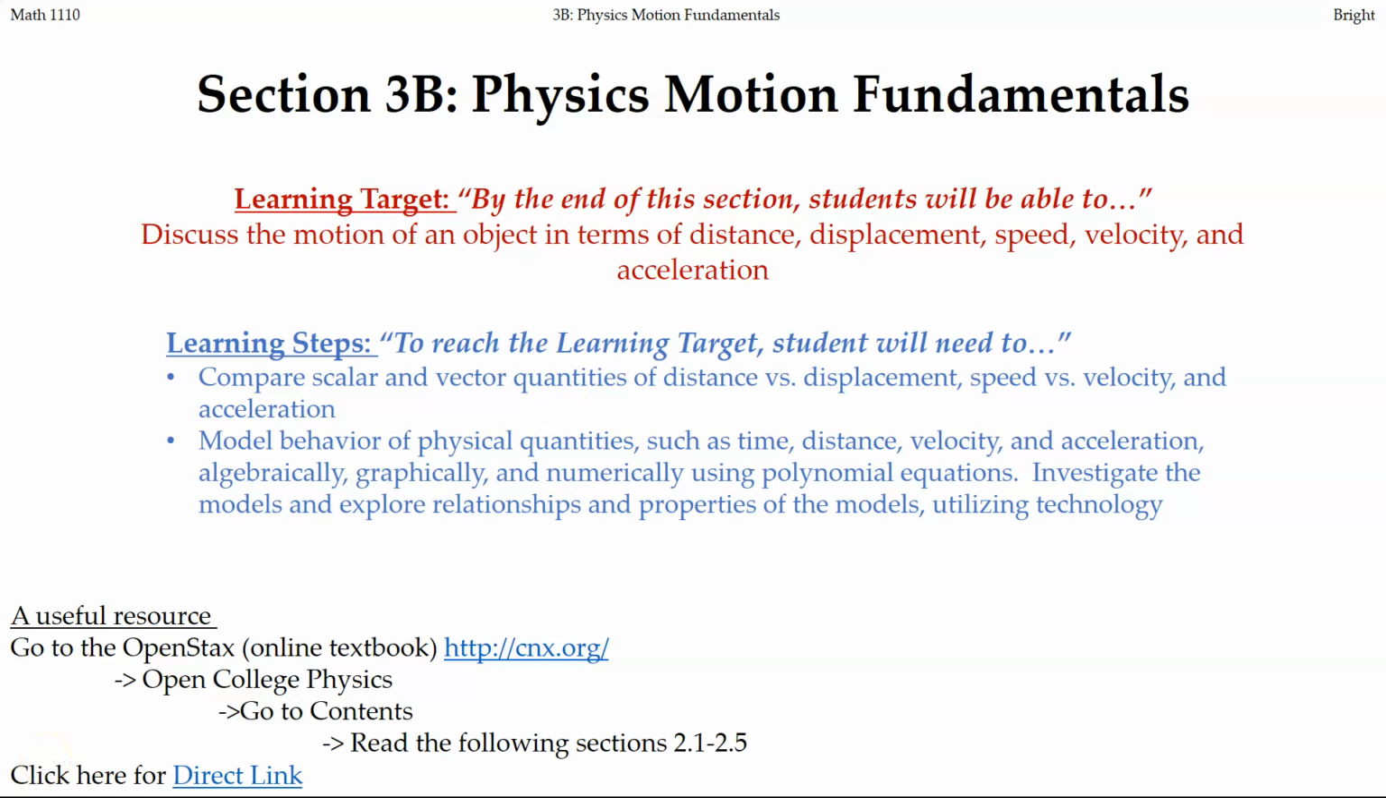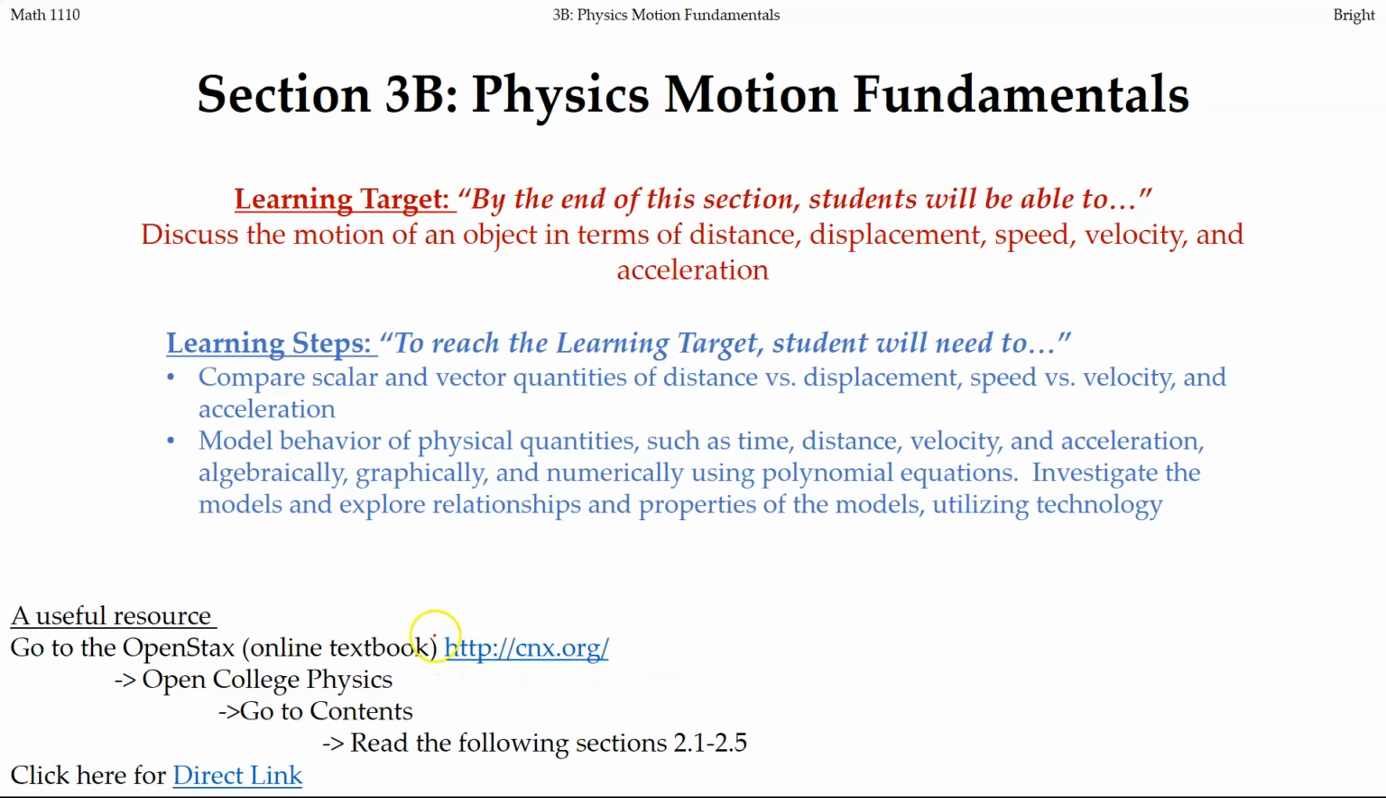In this video, we're going to look at a physical concept that we've seen already, and more generally, we're going to look at physics motion fundamentals in this next video series. Really what we want to talk about is distance and displacement, which we've seen already, speed and velocity, and then also acceleration. Here are the different learning steps that we're going to go through to get there.